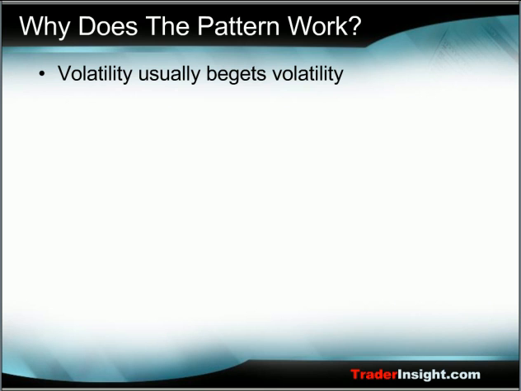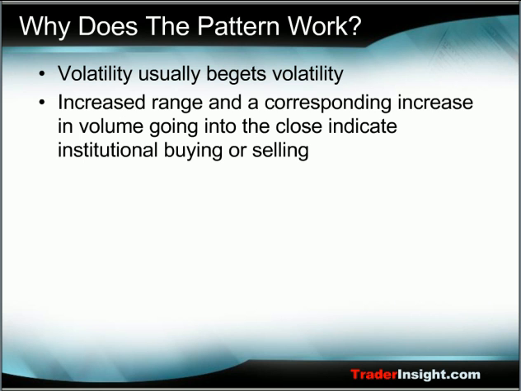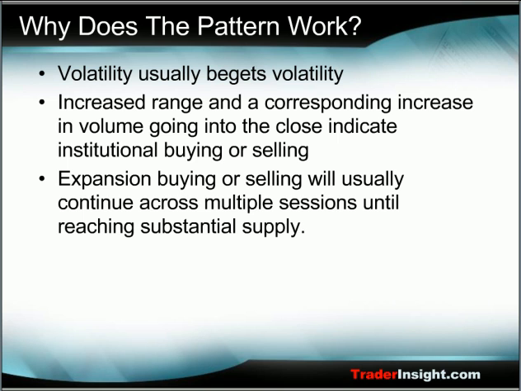So why does this thing work? Again, I said volatility usually begets volatility. You've got increased range and an increase in volume going into the close. That tells you an institution is probably buying or selling, or at least a lot of individual traders are interested in something. Most likely that's going to carry over across multiple sessions until you see the buyers, the guys who are looking to put on a big position, get to a point where there's a lot of supply. A lot of supply is represented in this case by our profit target, right?